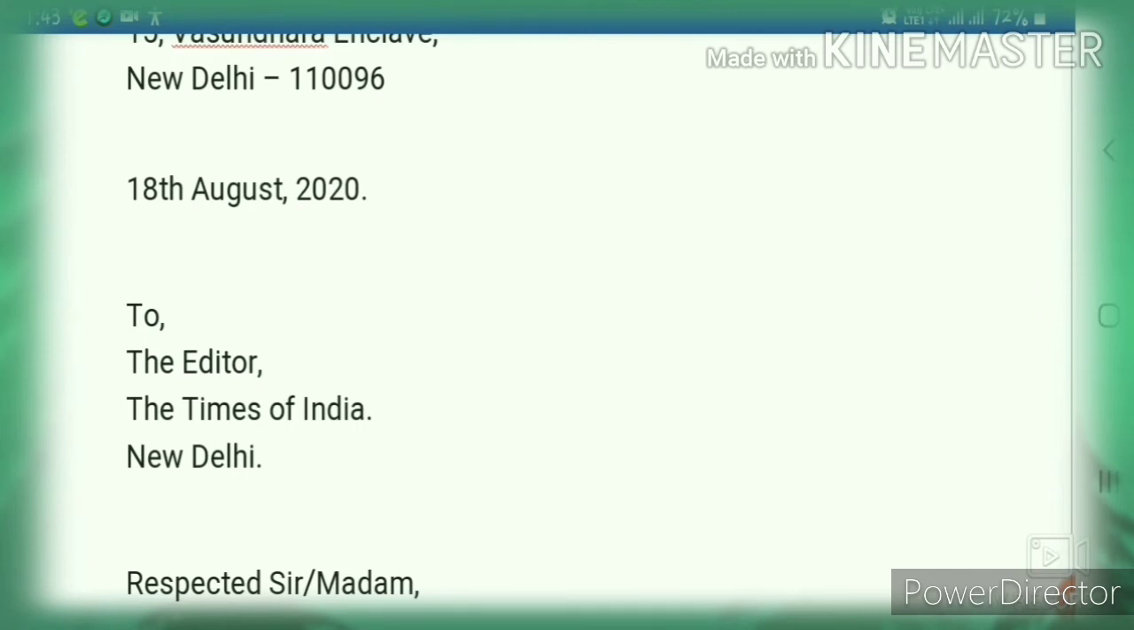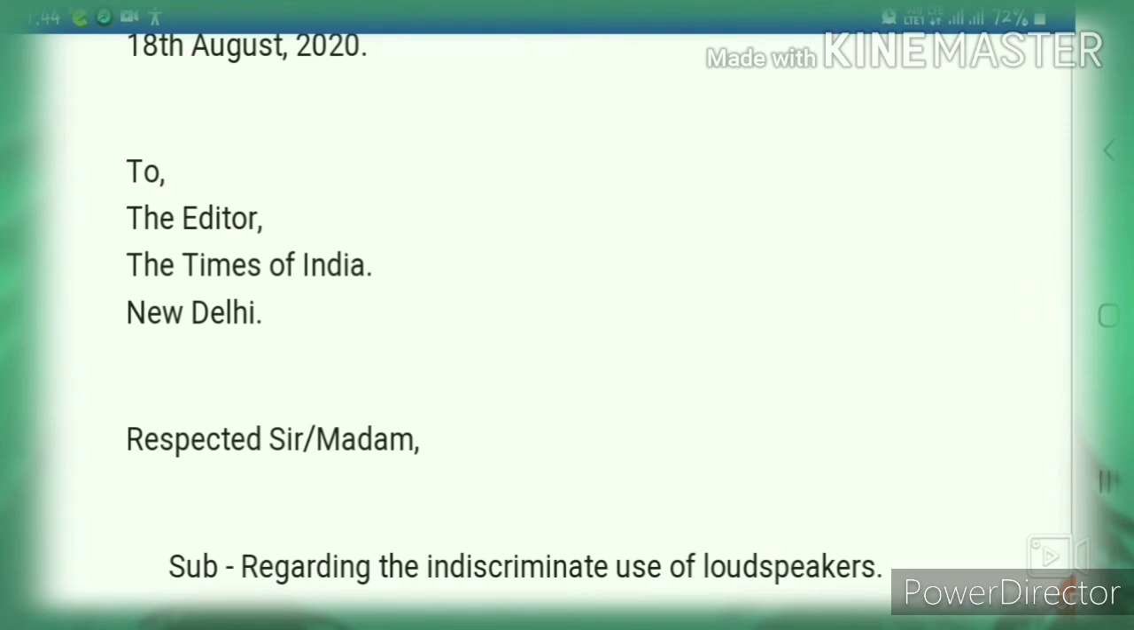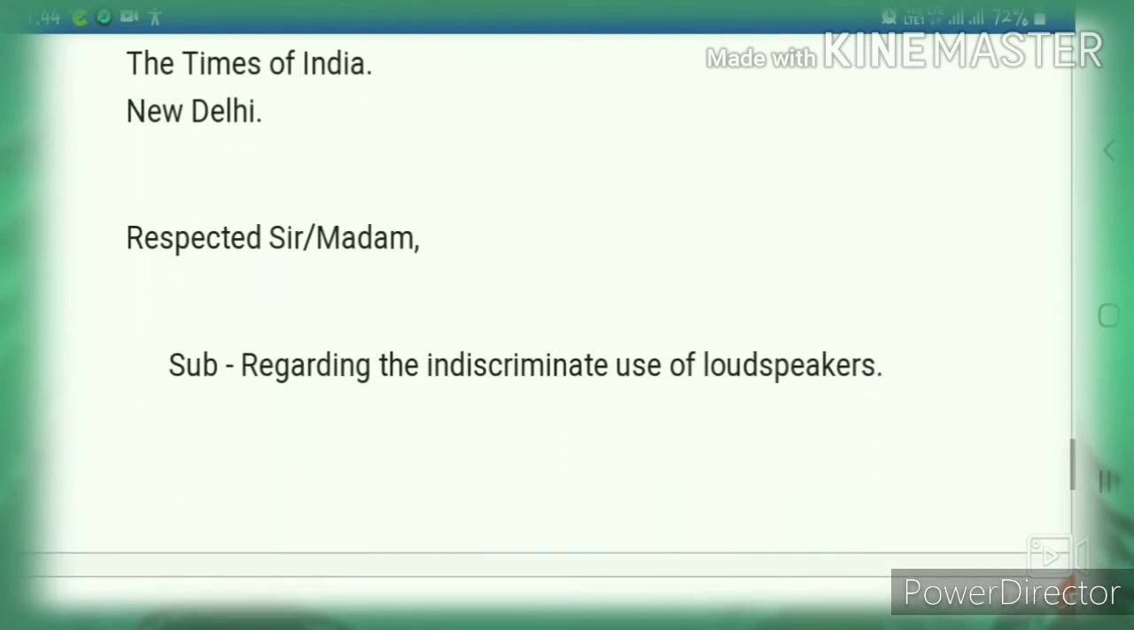Remember that you don't have to write the word "date". You do not have to write that. You just have to write the date on which you are writing this letter. After that, you will be leaving one line, and then you will write the receiver's address, to whom you are writing this letter. So you are writing this letter to the editor of Times of India. So the address which you have to write is: To the Editor, Times of India, New Delhi. All right. After that, you will leave one line and write the greetings.